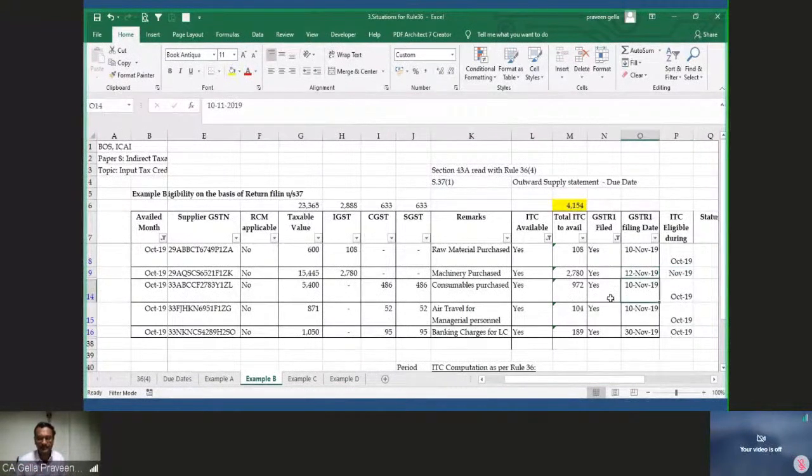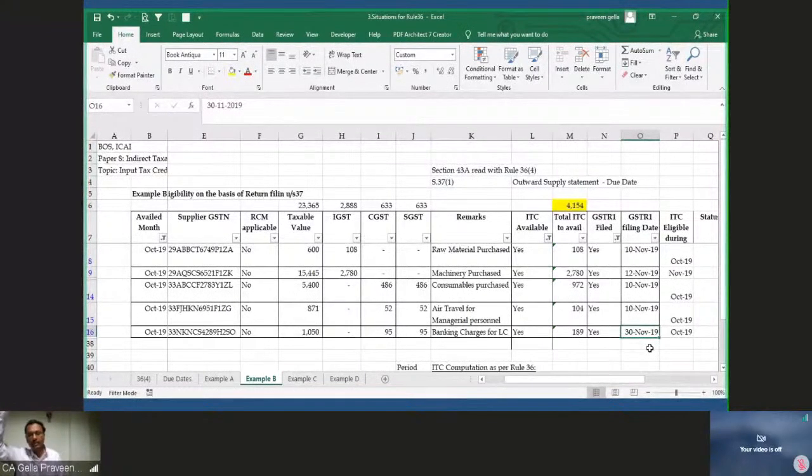Now again, row number 14, 10th November. So eligible to take in October. Row number 15, filed on 10th November. Again, I'm eligible to take in October. Row number 16, instead of filing on or before 10th November, he has filed on 30th November. So I'll say October it is not eligible. Can I take in November? Answer is yes. Because I am not taking in October before due date.